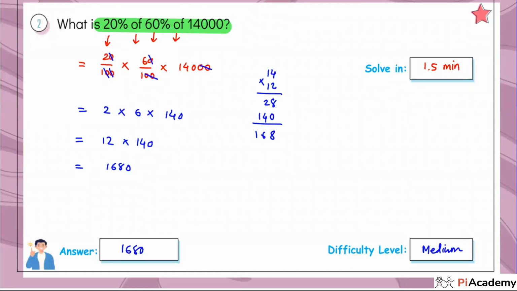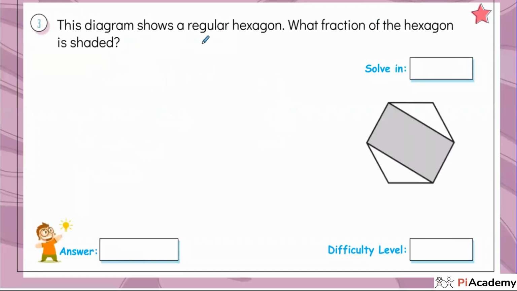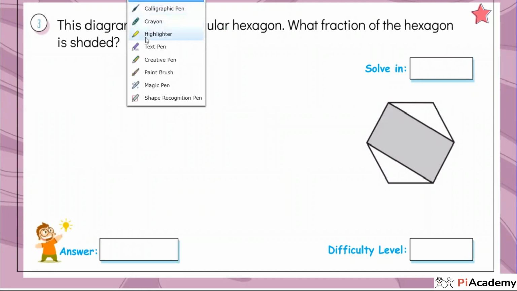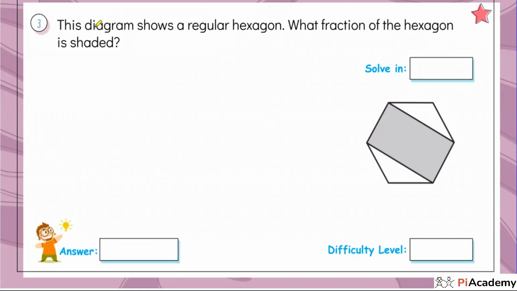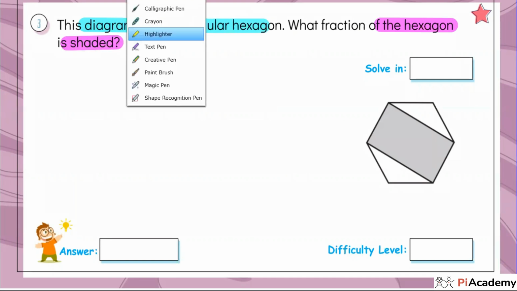Okay, so let's have the last question, and you have 2 minutes to do this question. You have 1 minute to solve this question. Everyone, please solve this question. I am reading: the diagram shows a regular hexagon. What fraction of the hexagon is shaded? And your time starts now.